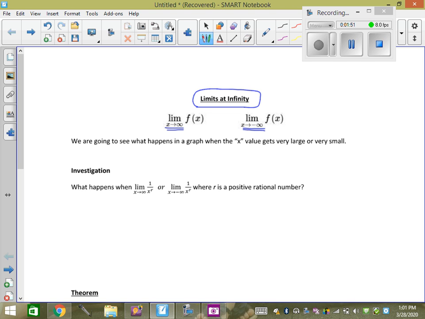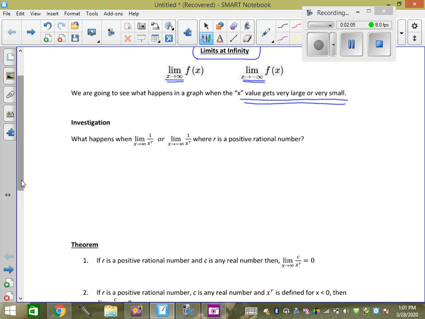Okay, good. So we have limits as x approaches infinity of f of x and negative infinity. So we're going to look at what happens when x values get very large or very small, okay? All right. Okay, so our investigation. What happens when we look at 1 over x to the r as x approaches infinity? So if I go 1 over x to the r, r could be any value, okay? Let's pretend r is 2. So I'm going to do 1 over x squared, okay? And as my x values approach infinity, let's see what happens.